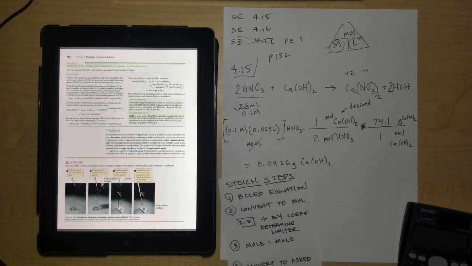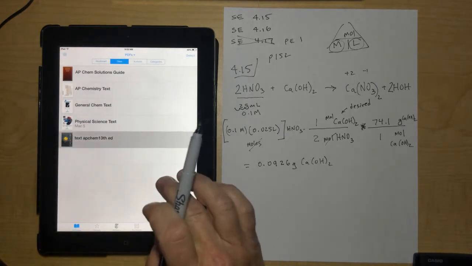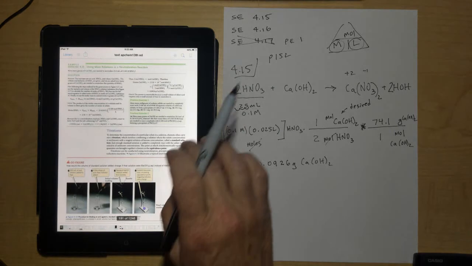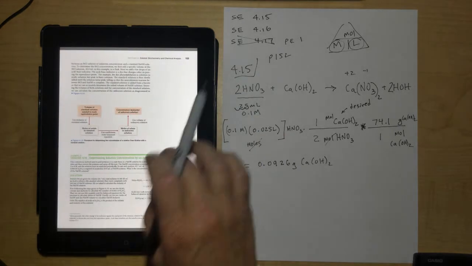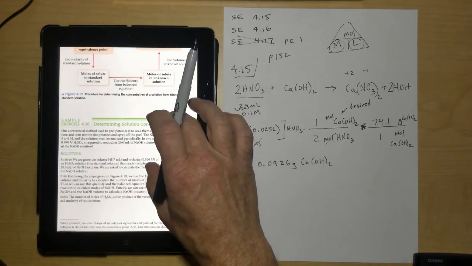All right, I'm going to go on to a second example now. So let's do this one, 4.16.